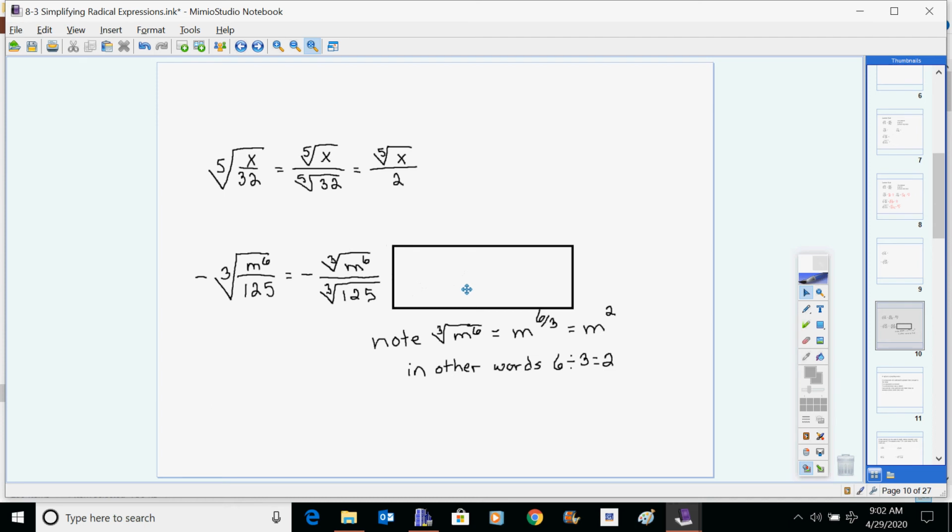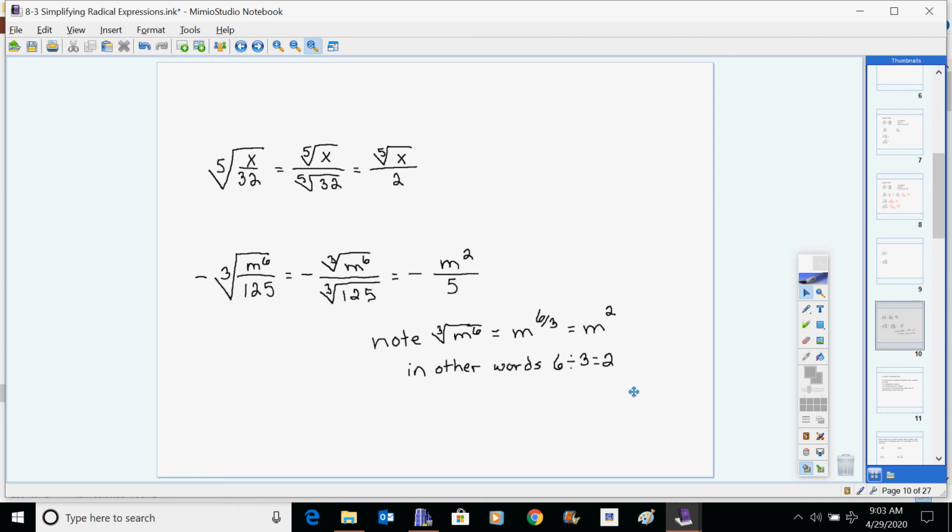Okay, so here's the thing. Here's our little trick: you can take the exponent divided by the index in order to simplify. Because really what we're looking at here is two groups of 3 m's, or 3 groups of 2 m's, however you want to look at that. So that gives you m squared as far as what comes out of there. So m squared, because you're looking for groups of 3, and there are 2 groups of 3 there, because m squared times m squared times m squared gives you m to the 6th.